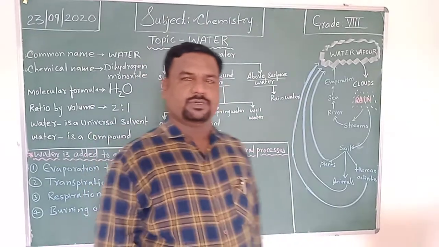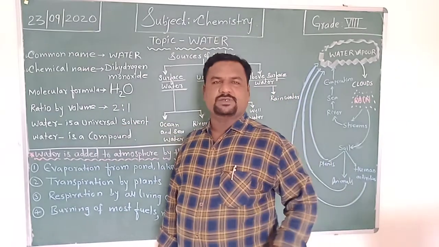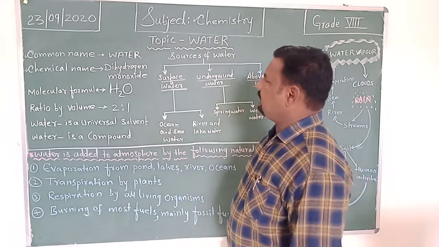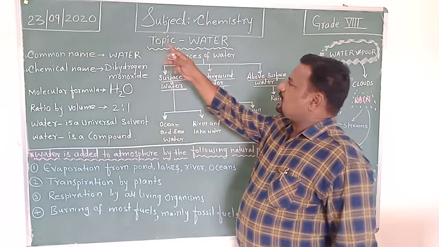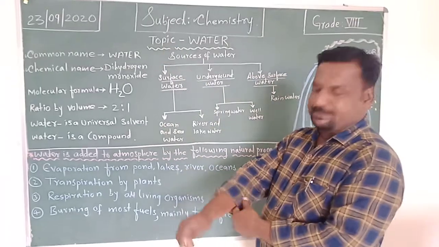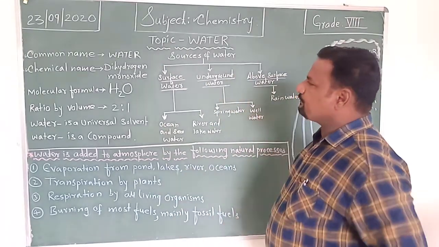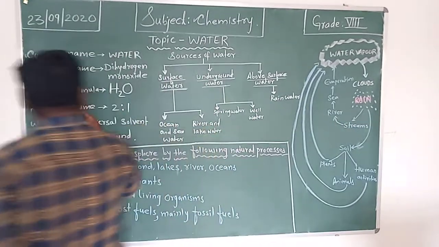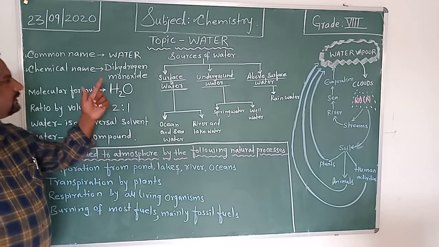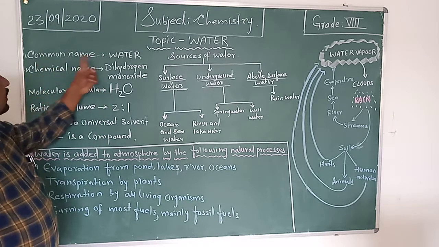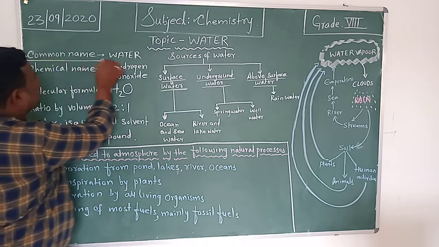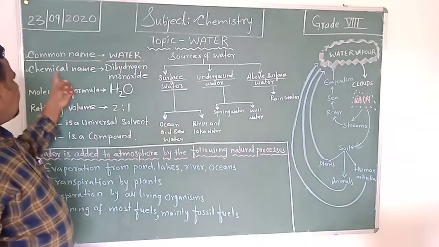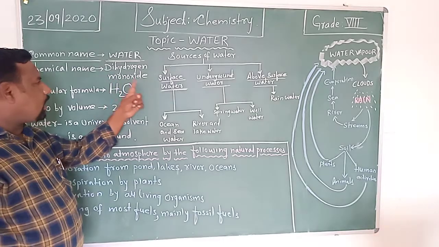Very good morning, students. Dear students of grade 8, we are here today to start a new topic, your chapter number 8, water. So the detailed brief description about water is given here. Look at this. The common name is water and its chemical name is dihydrogen monoxide.